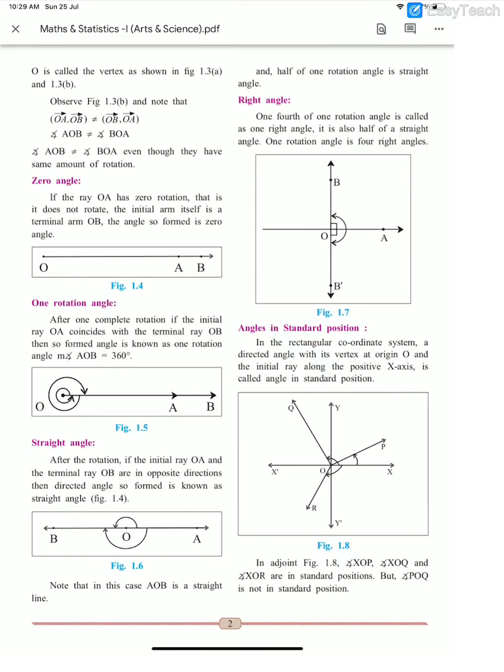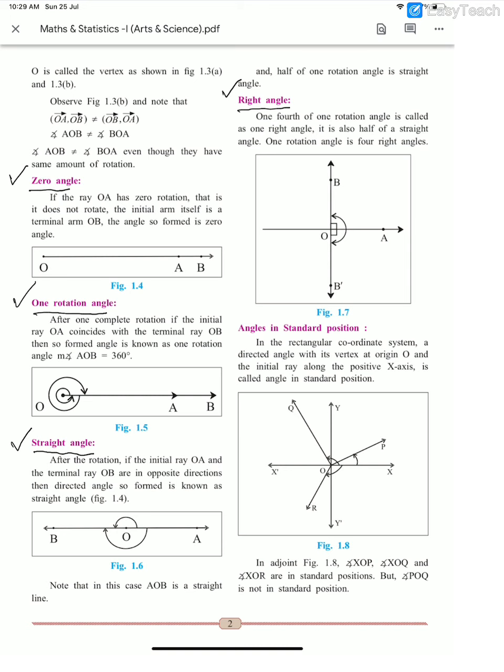Now, a few more interesting things about angles we will be discussing. One is called a zero angle. What is a zero angle? That we'll see. Then what is a one rotation angle? That we'll see. Then what do you call a straight angle? A right angle you must be familiar with. So these four terms we will be seeing.